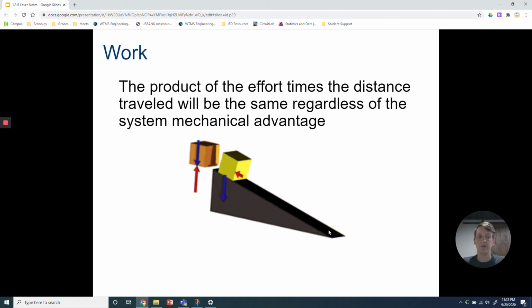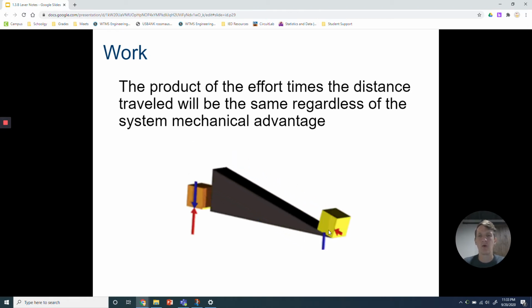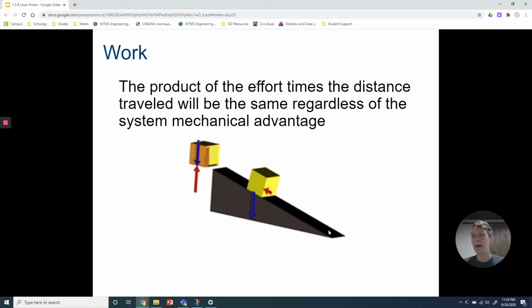And you have to be careful, because in regular everyday English, the words work and force, or effort and work, might mean the same thing. They mean different things here. So work is that product, the combination of those two, and force is just the amount of push or how heavy something is.